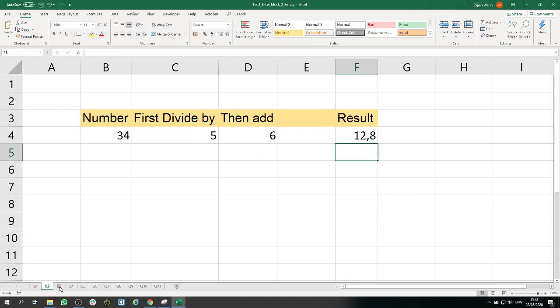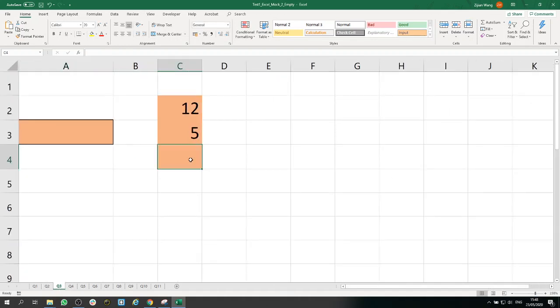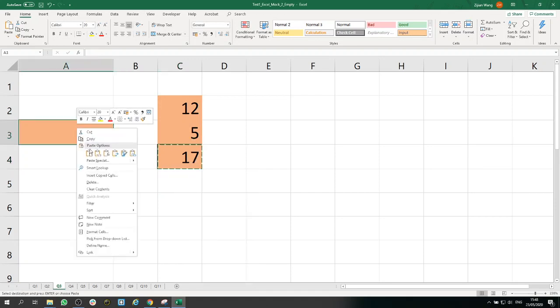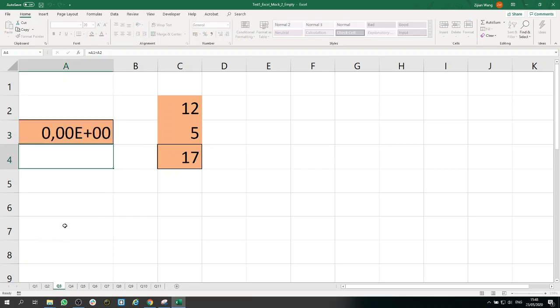Okay. Question 3. This is a very familiar question. It is testing about relative cell reference. So if we have C2 plus C3 and copy that and paste to A3, what will happen? It will change to A1 plus A2. That is the answer for this question.